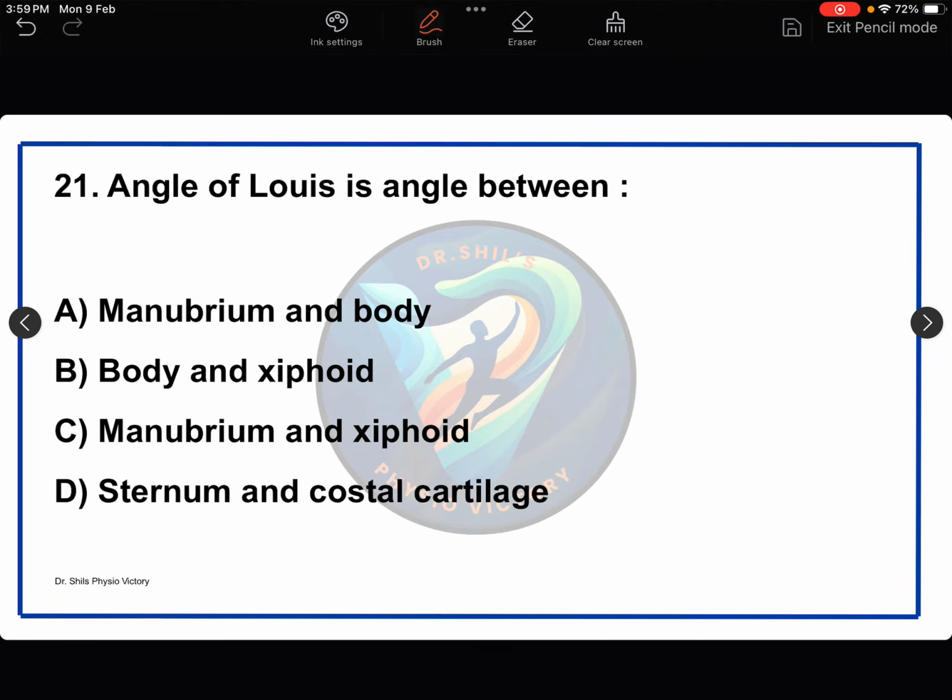Next, come to question number 21. Angle of Lewis is angle between option A, manubrium and body, option B, body and xiphoid, option C, manubrium and xiphoid, option D, sternum and costal cartilage. Here, the correct answer is option A, manubrium and body.